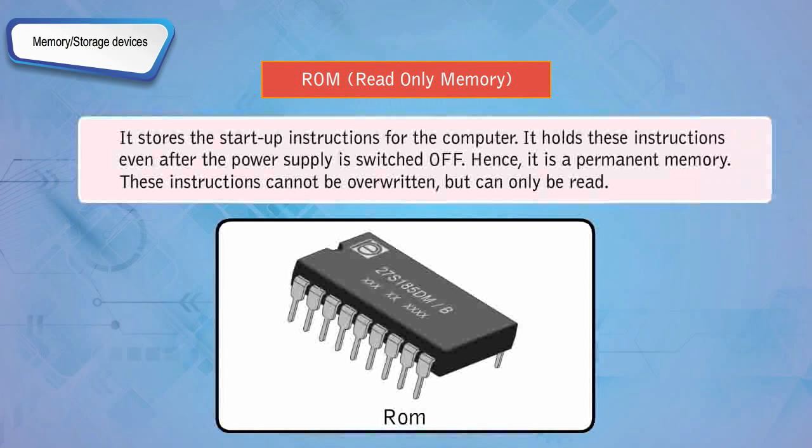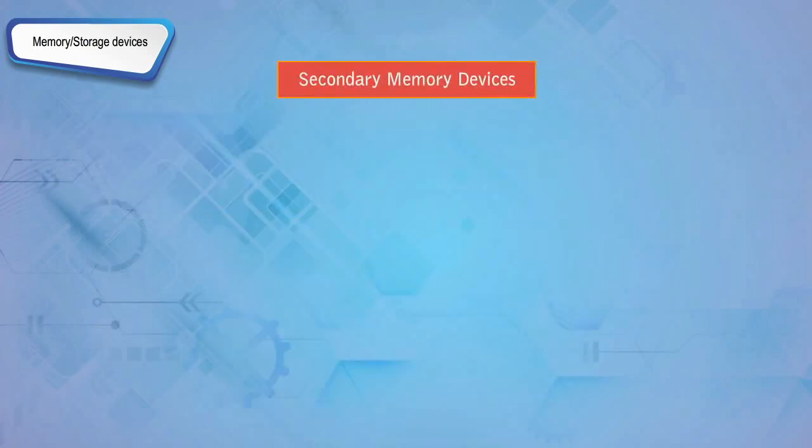ROM, read-only memory. It stores the startup instructions for the computer. It holds these instructions even after the power supply is switched off. Hence, it is a permanent memory. These instructions cannot be overwritten, but can only be read.